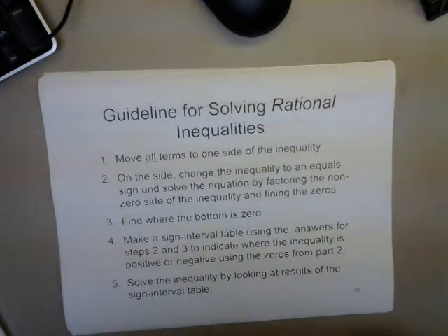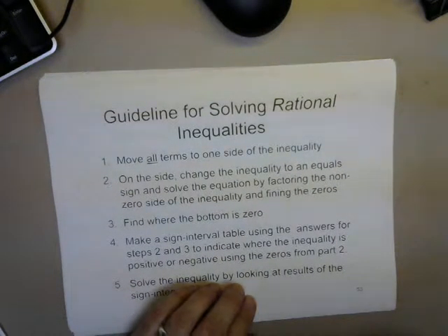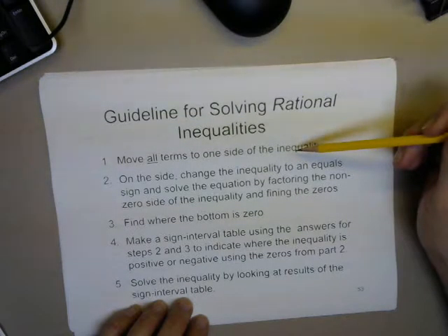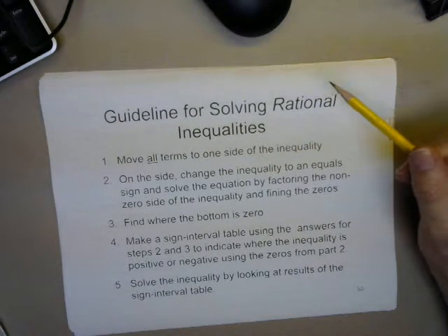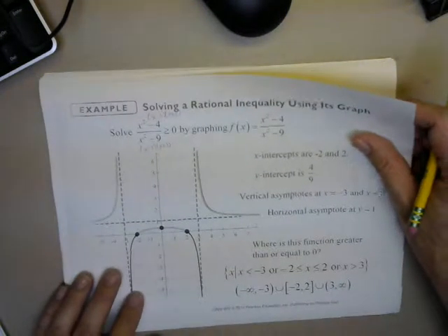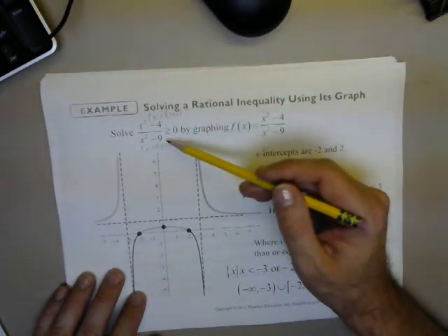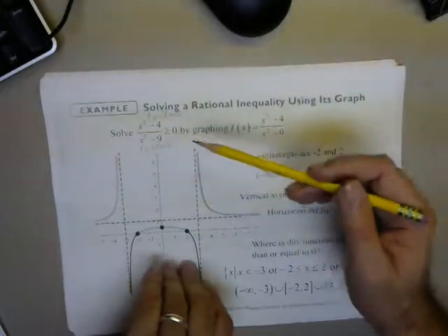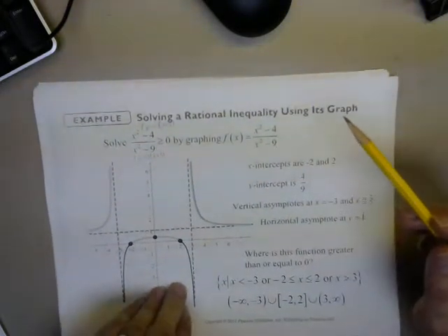So this is basically just a simplified version of what you might have done in the last section. But what you want to do again is move all terms to one side of the inequality, right? Don't multiply both sides by the denominator unless you're sure that it's positive for all values of x, because if you remember for inequalities, if you multiply both sides by a negative number, it'll flip the direction of the arrow or the inequality there.